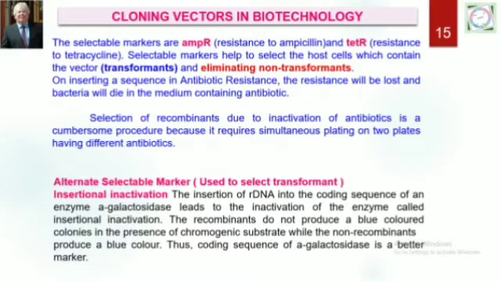The recombinants do not produce blue-colored colonies in the presence of a chromogenic substrate, while the non-recombinants continue producing blue color. Why? In non-recombinants, there is no insert in the sequence of beta-galactosidase. Thus, the conversion of the substrate into blue color goes on naturally. But in the case where the insert has been placed in the sequence of beta-galactosidase, this does not take place. Thus, the coding sequence of beta-galactosidase is a better selectable marker.